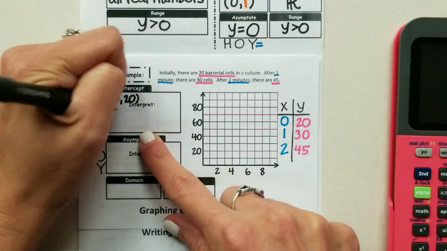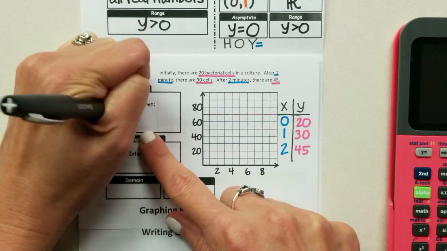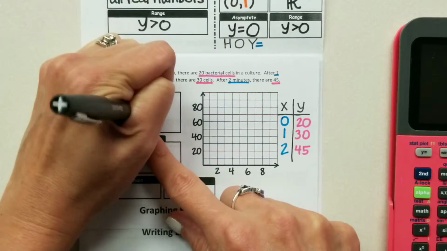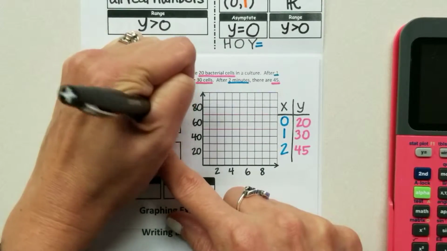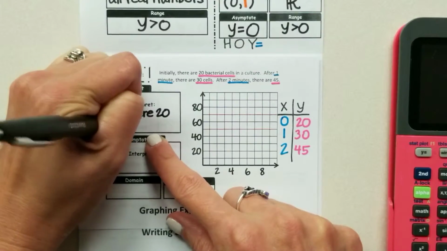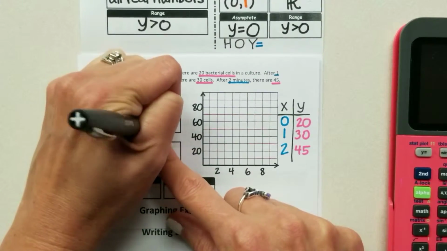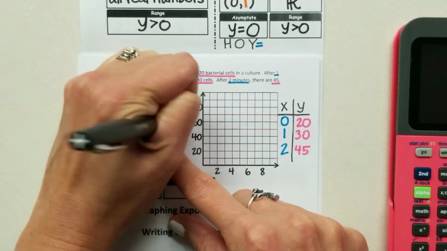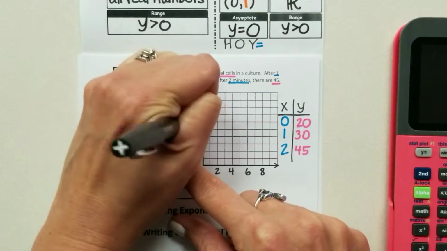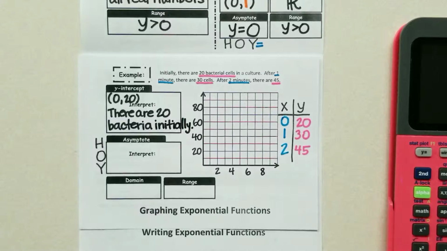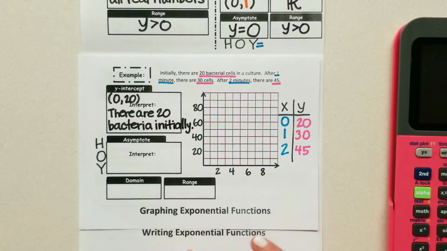There are 20 bacteria initially. I start off with 20 bacteria.